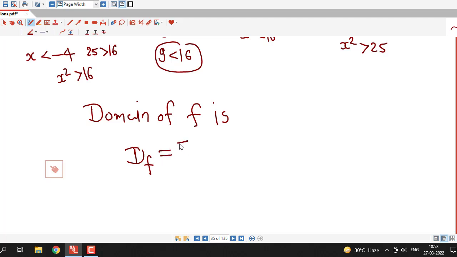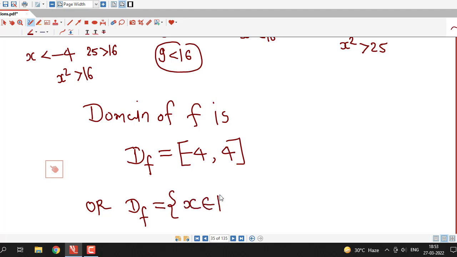We can simply write domain of f equal to the closed interval -4 to 4. If we wish, we can write our answer in this way also. We consider those real numbers x which satisfy this condition, -4 less than or equal to x less than or equal to 4. Okay, so this is a very easy question.